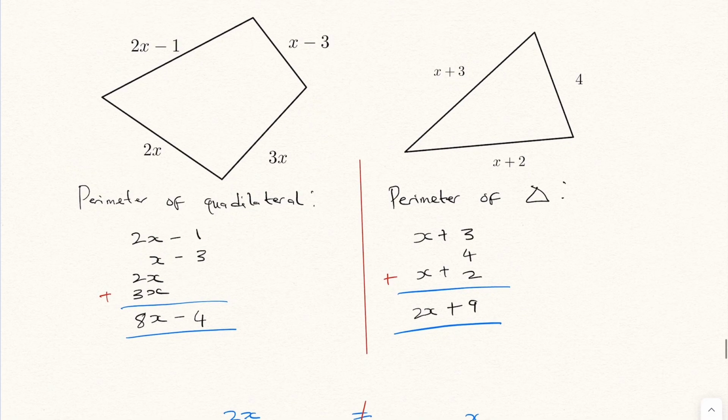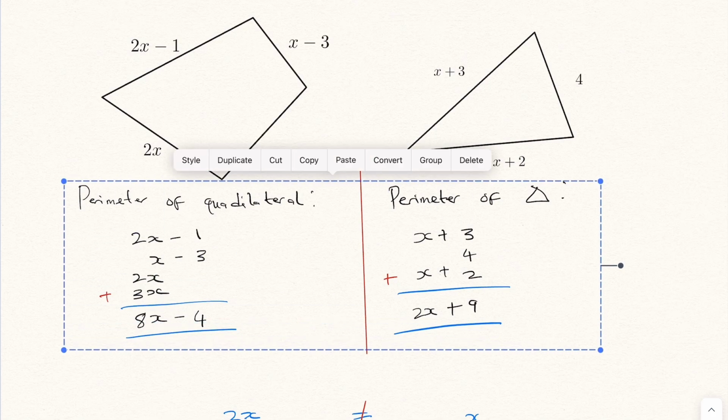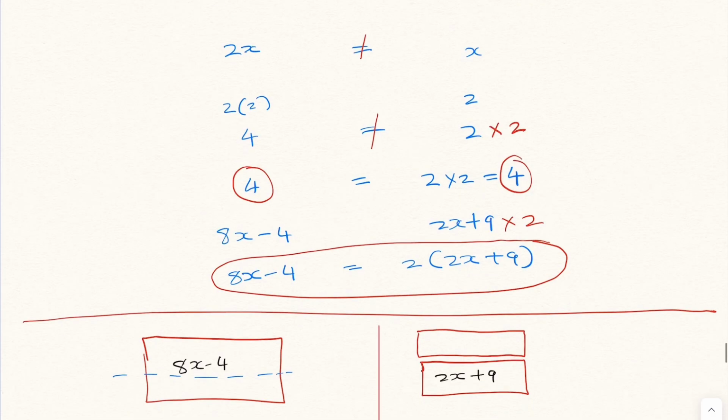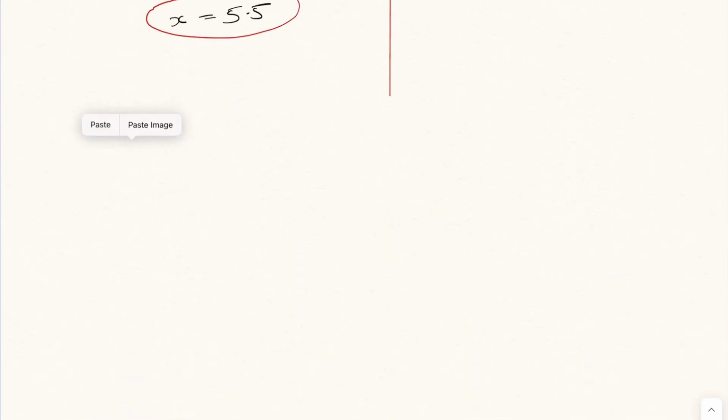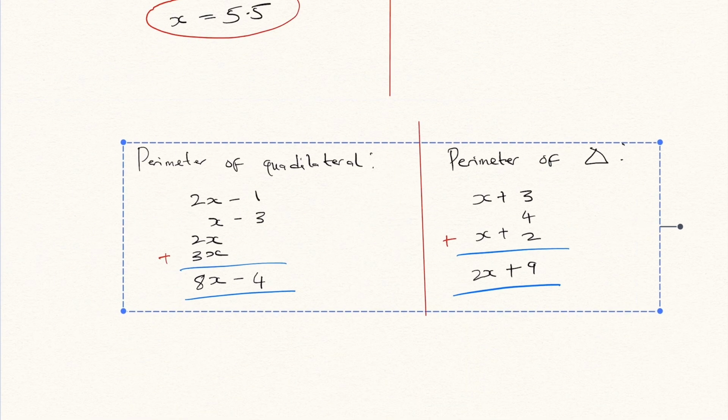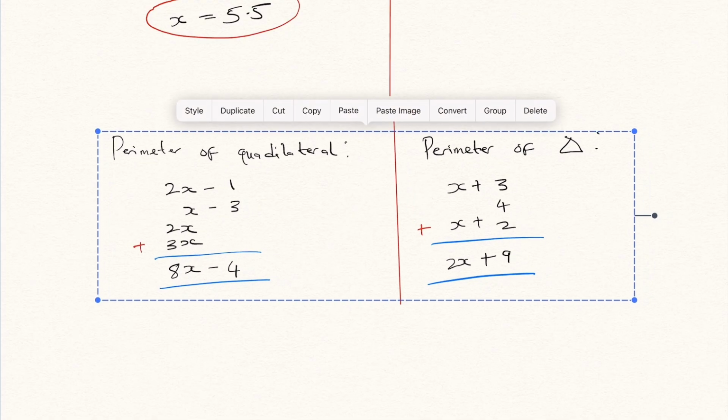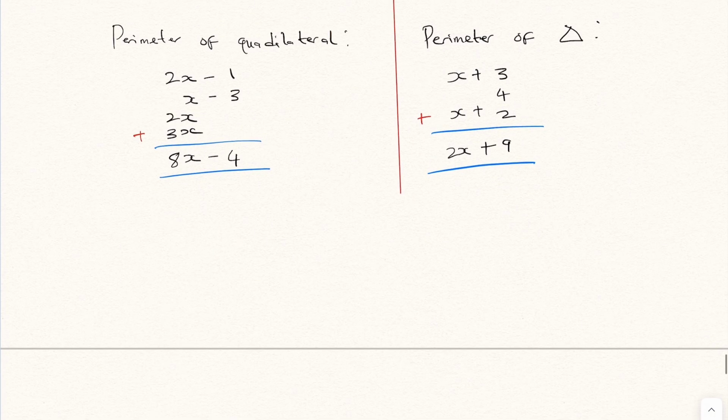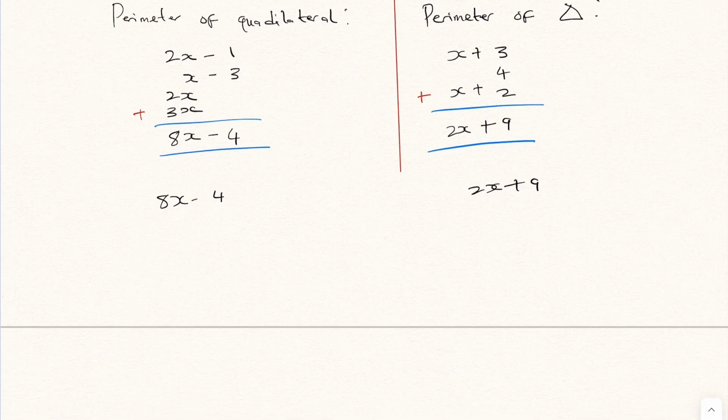perimeter. What I'm just going to do is that I'm just going to copy this and paste it down here so we can be quick about it. Yeah, so we know that the perimeter of the quadrilateral is 8x minus 4, and the perimeter of the triangle is 2x plus 9. So where x is equal to 5.5, we are just going to plug it in.